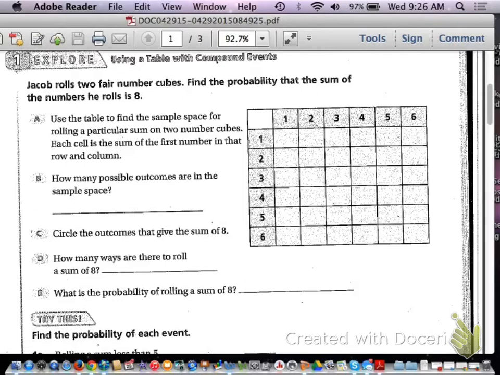What it's basically doing is, if you roll two ones, the sum is a 2, right? Because we're talking about rolling a particular sum. This word right here tells us that we're adding the two numbers together. So we just have a lot of information to fill in. And you're going to see some patterns emerging.